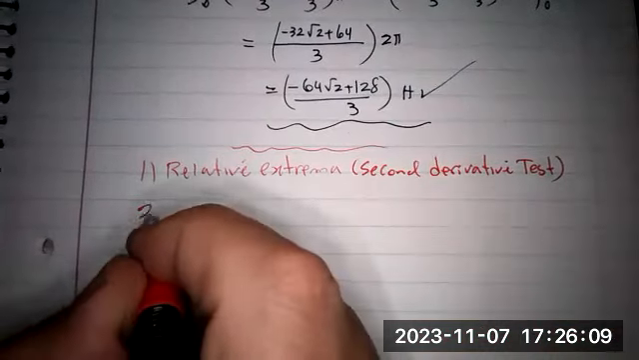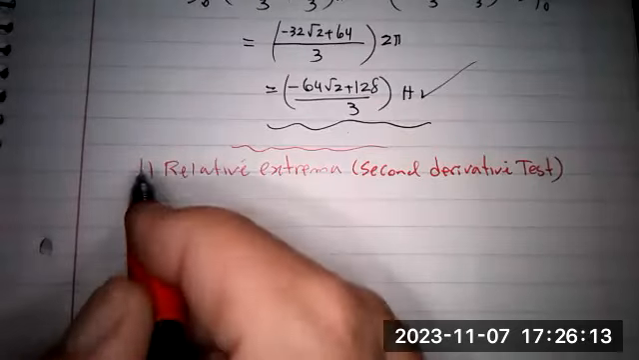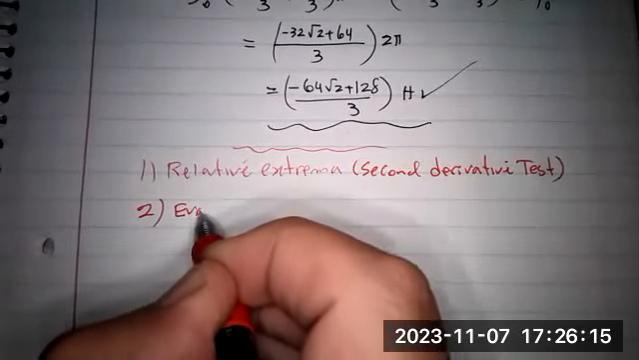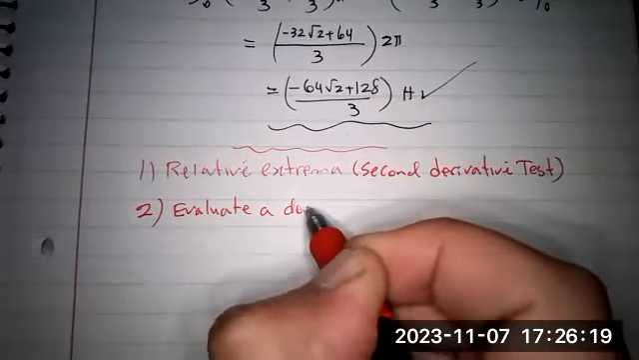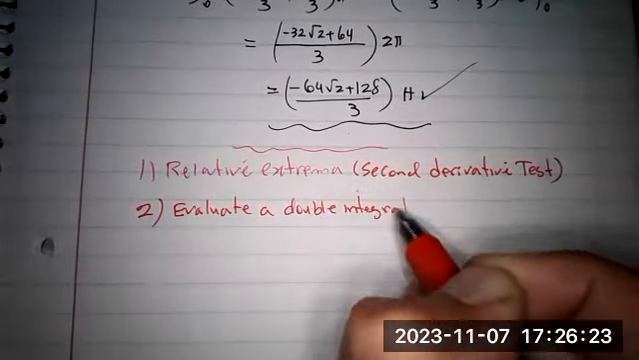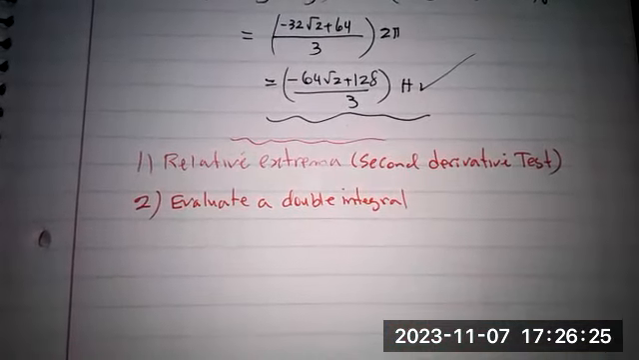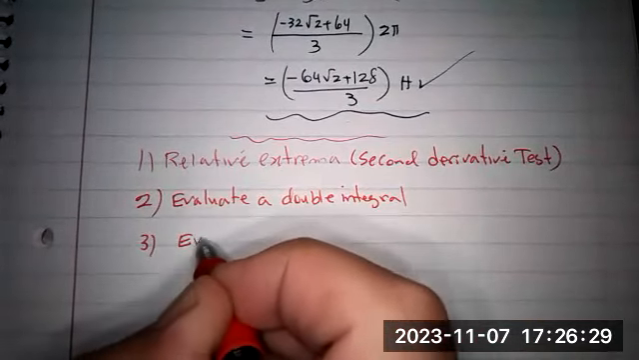Topic number 2 is going to be evaluation of the double integral, just ordinary one. Okay, evaluate, like your quiz, a double integral, a straightforward one. The range, everything would be given to you. You don't have to set it up. Again, something similar to the triple integral.